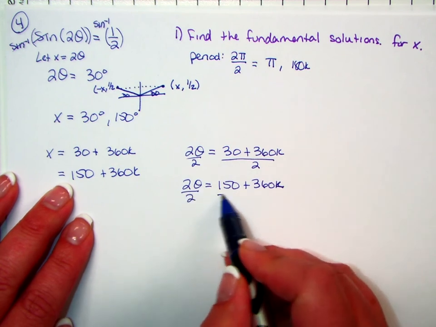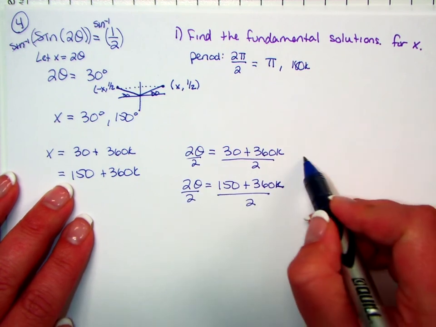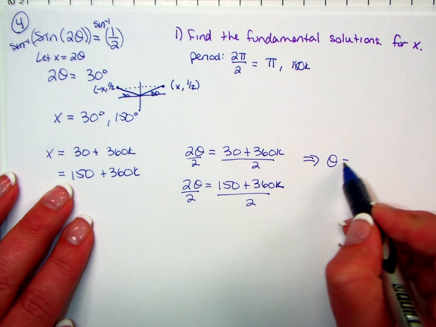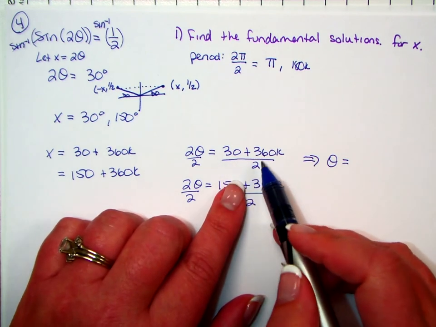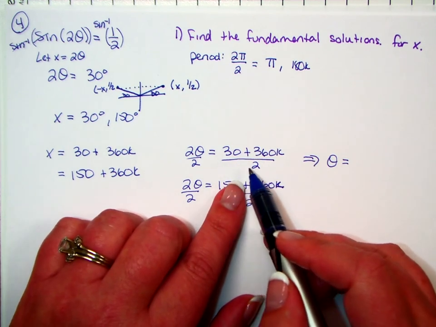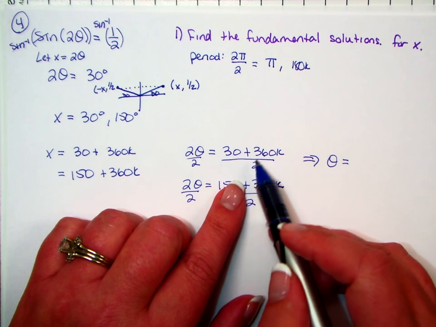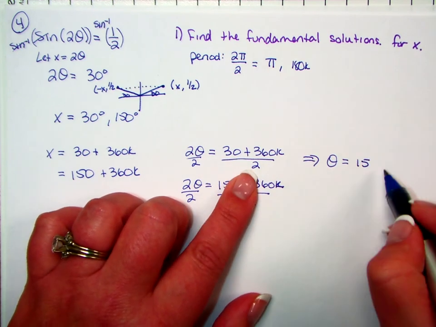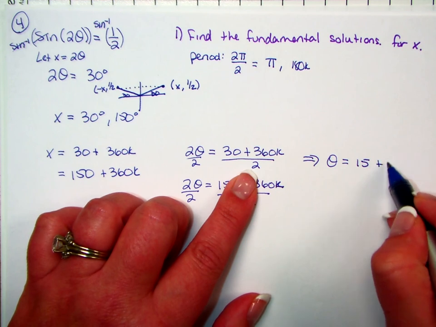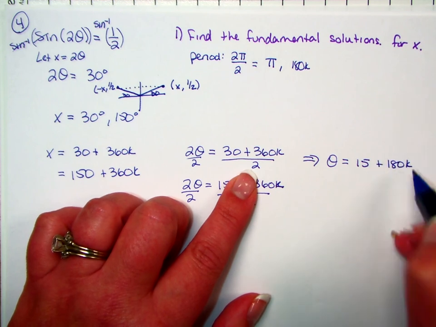I'm going to go ahead and solve both of them. So this is going to get me theta. Now here, I need to divide 30 by 2 and 360 by 2, right? Because I need to make sure I'm dividing everything. So 30 divided by 2 is 15, and 360 divided by 2 is 180k, right?